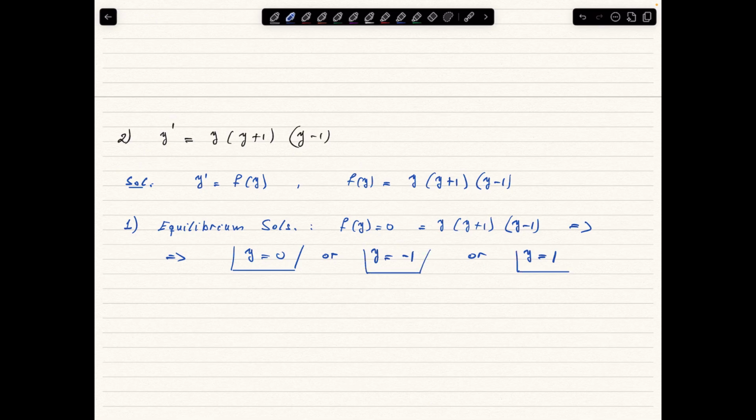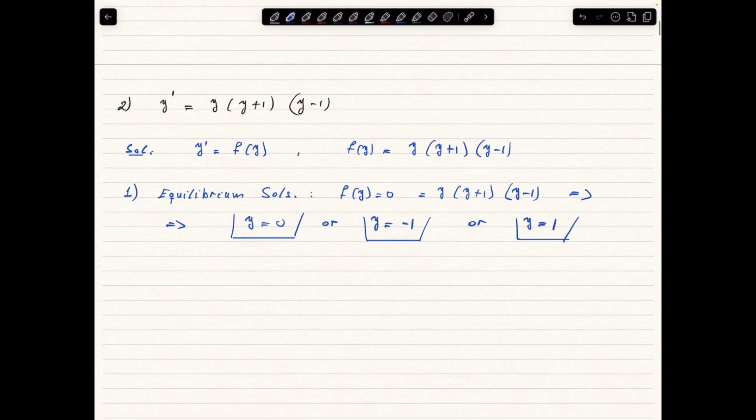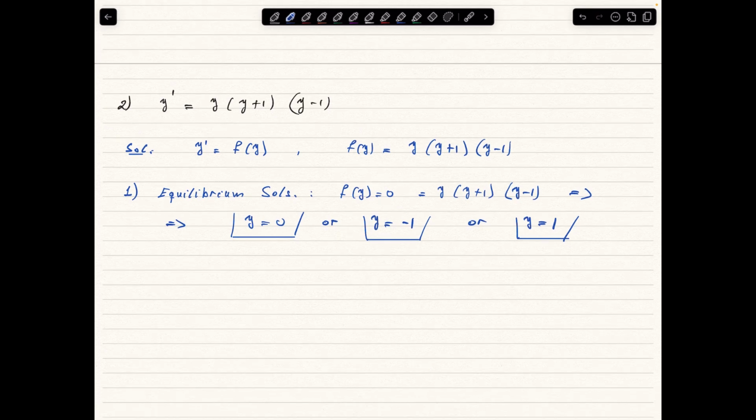Okay, and now what do we need to do? We need to find the intervals of increasing and decreasing for all possible solutions. Alright, so how do we do that? Well, we have clearly intervals defined by these equilibrium solutions. So let's go to the right of this equilibrium solution, y equals 1.